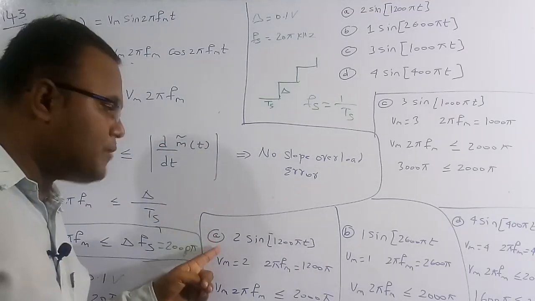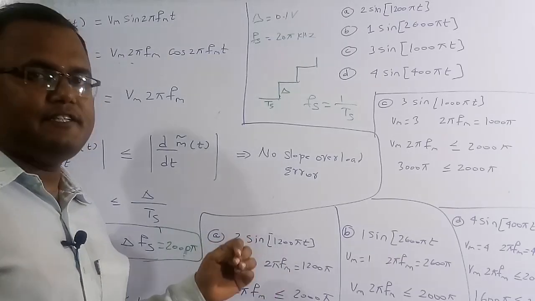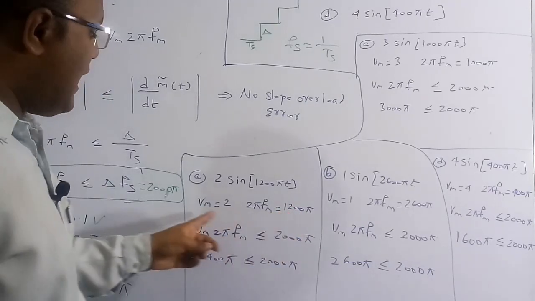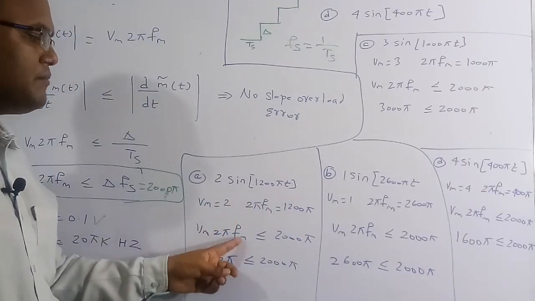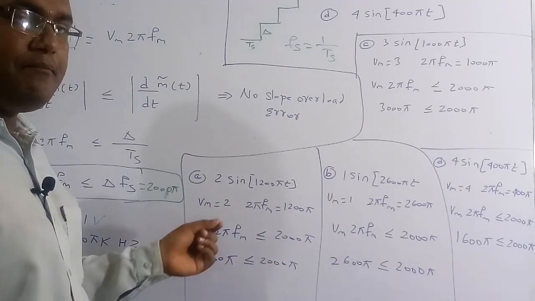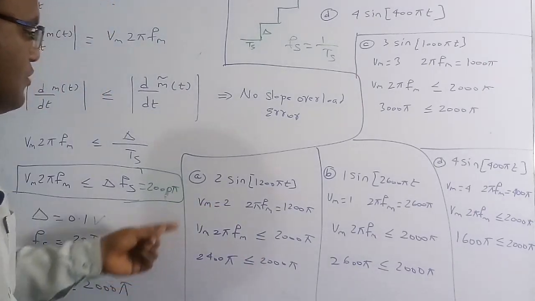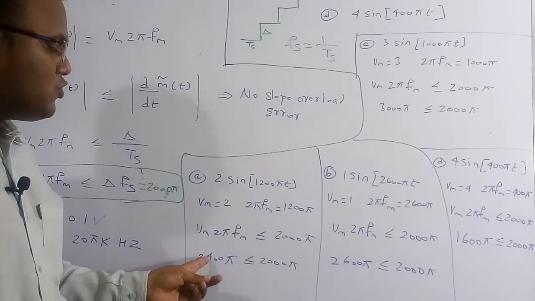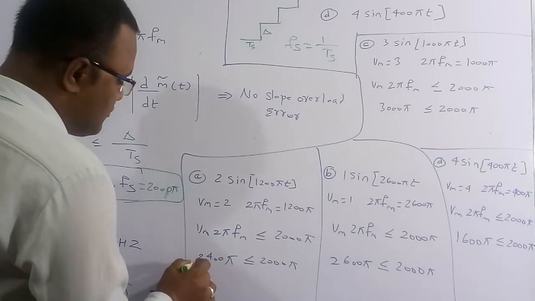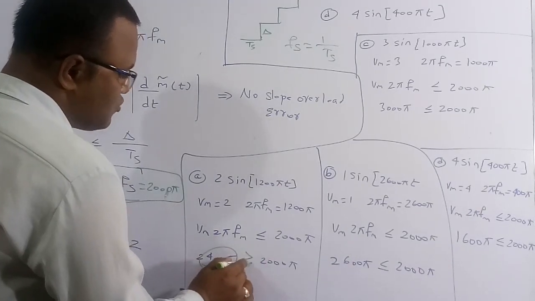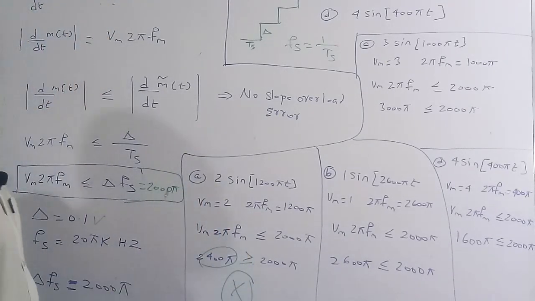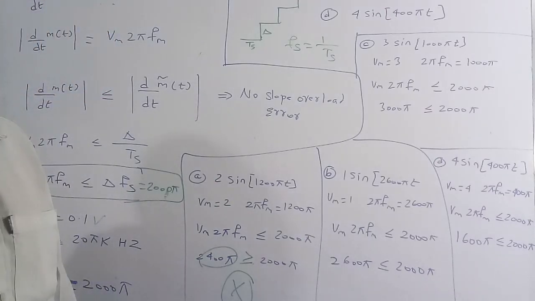If you take option A, which is 2 sin(1200π t), the peak value Vm is equal to 2, and 2π fm is equal to 1200π. If you multiply these, Vm 2π fm should be less than or equal to 2000π in order to have no slope overload. Let's see whether this is satisfied or not. Vm into 2π fm gives 2400π, less than or equal to 2000π? No, 2400π is always greater than 2000π. So this condition fails. So for the message signal in option A, yes, we are going to get slope overload error.